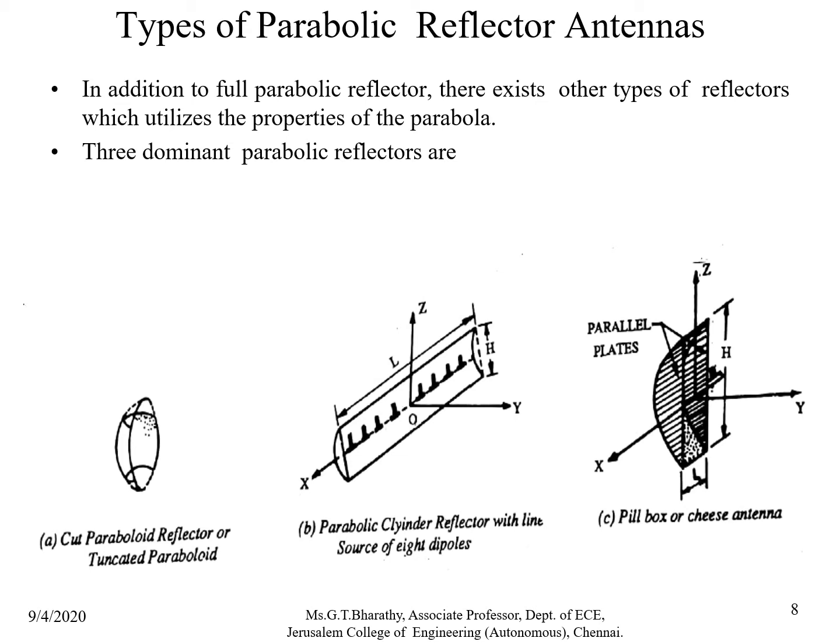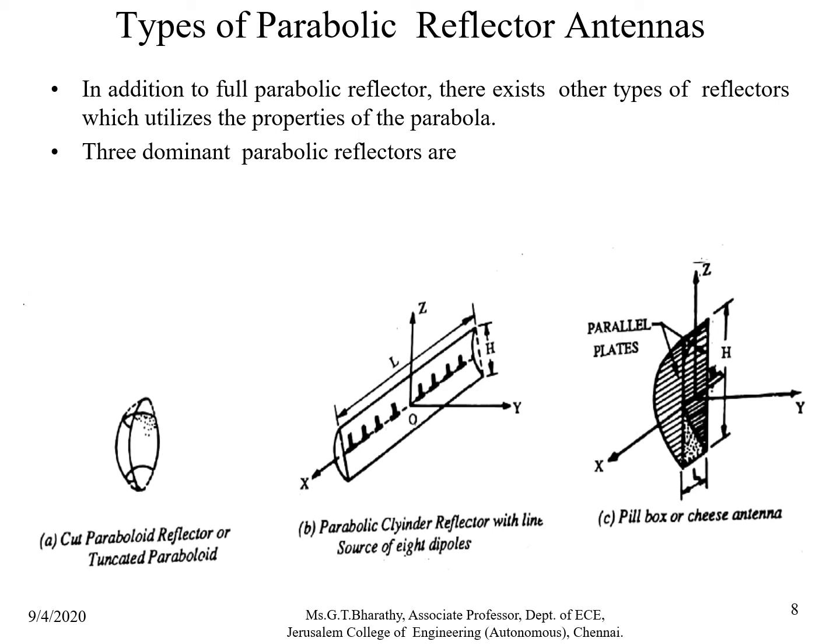The types of parabolic reflector antenna. In the previous case we have seen a full paraboloid reflector. Other than this, we also have three more categories which utilize the properties of the parabolic reflector. The first is the cut or truncated paraboloid reflector, where the upper half or the lower half of the full parabola is cut to form a truncated paraboloid.